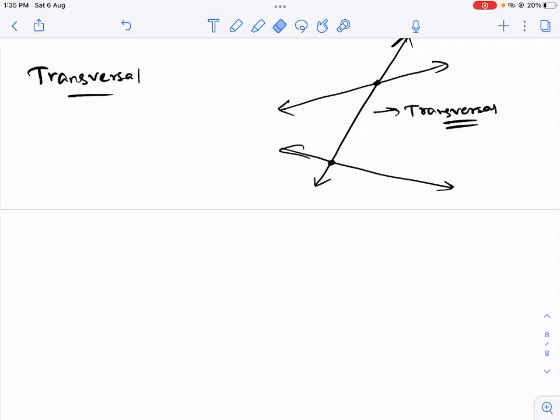So you have parallel lines and a transversal. This is where interesting points start.